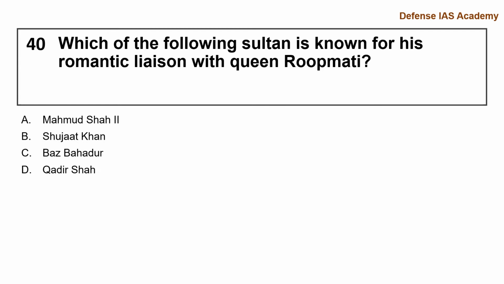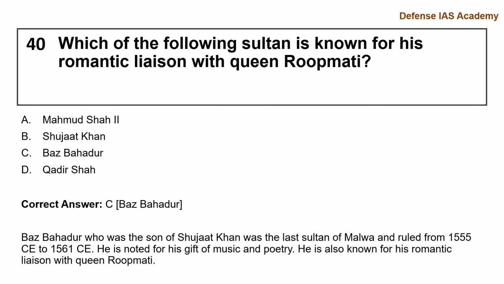Question 40. Which of the following sultans is known for his romantic liaison with Queen Roopmati? The correct answer is option C, Baz Bahadur. Baz Bahadur, who was the son of Shujat Khan, was the last sultan of Malwa and ruled from 1555 CE to 1561 CE. He is noted for his gift of music and poetry. He is also known for his romantic liaison with Queen Rupmati.